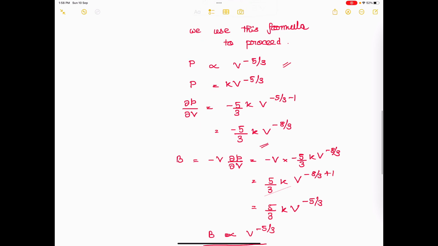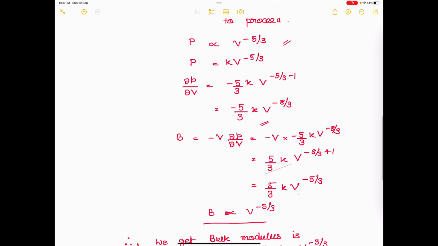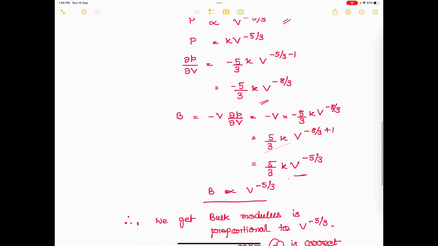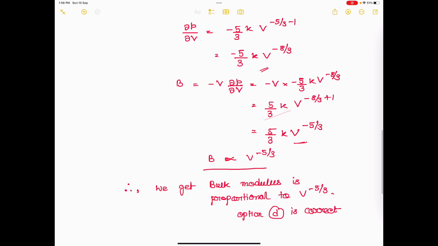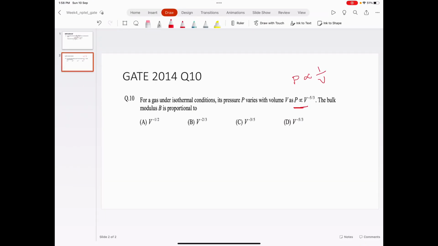Now the bulk modulus is minus V dP by dV. Therefore, I multiply the dP by dV expression which we have found by minus V. If I solve further, it comes out to be ultimately 5 by 3 K V to the power minus 5 by 3. Therefore, the bulk modulus B is proportional to V to the power minus 5 by 3. Therefore, option D is the correct option for this particular problem.